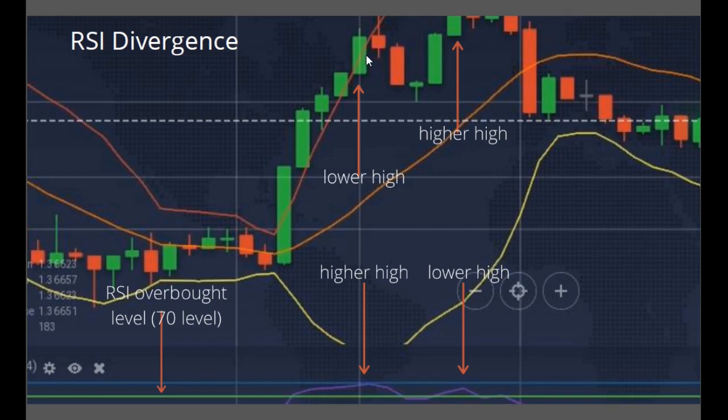Okay, so a divergence occurs when the lower high and the higher high do not correlate with the higher high and the lower high of the RSI. Okay, so every peak or every support or resistance level produces a peak on the RSI chart.